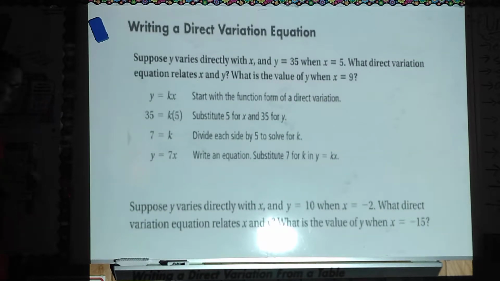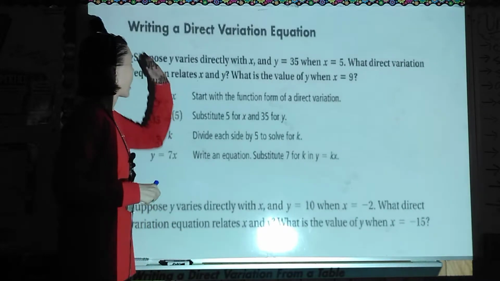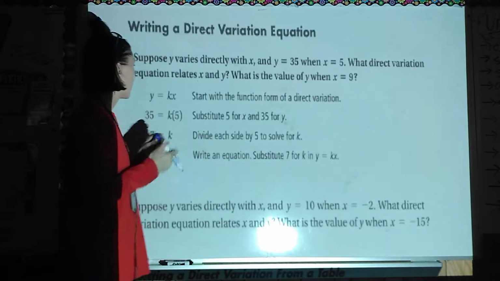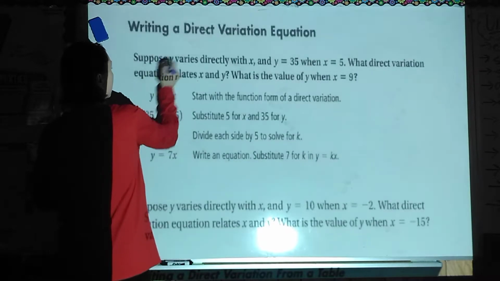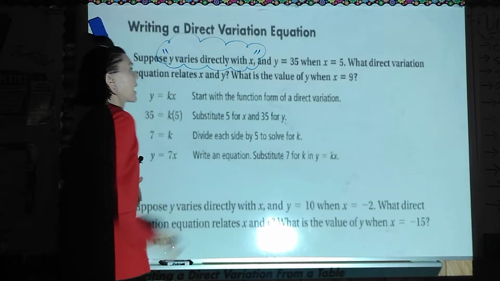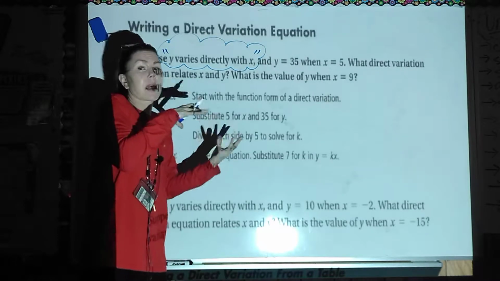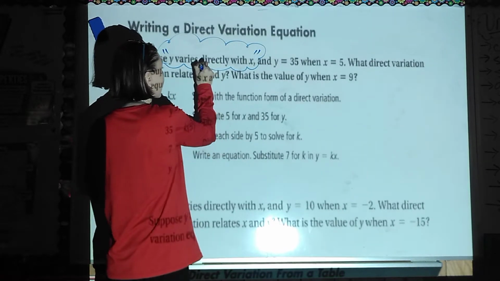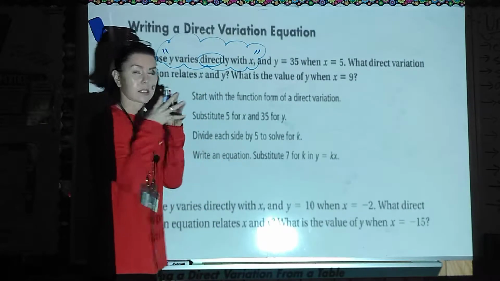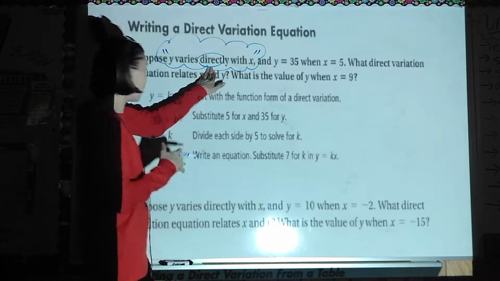I love how this is explained because it is so super simple. Writing a direct variation equation. It says, suppose y varies directly with x. You guys, I don't care what you have to do, but when you hear y varies directly with x, they even say the word direct in that phrase. Suppose y varies directly with x.